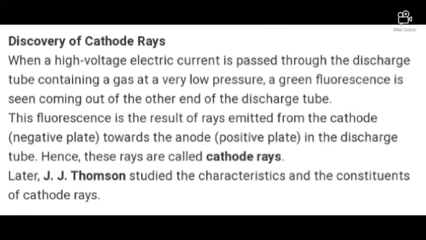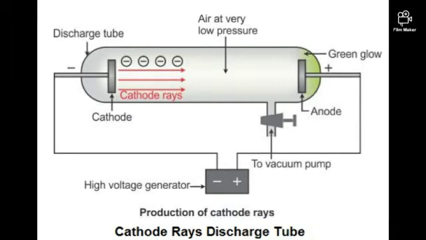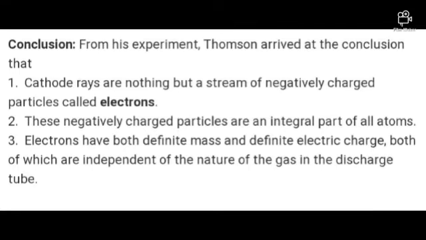So, cathode rays: when a high voltage electric current is passed through a discharge tube, this is the discharge tube, and you will watch a video on how the cathode rays are emitted. So, from his experiment, he arrived at the conclusion that cathode rays are nothing but a stream of negatively charged particles called electrons. So, these are the negatively charged particles, which are an integral part of all the atoms.